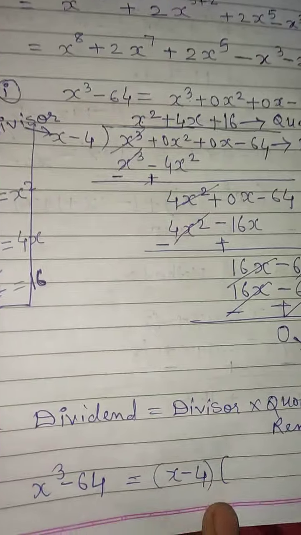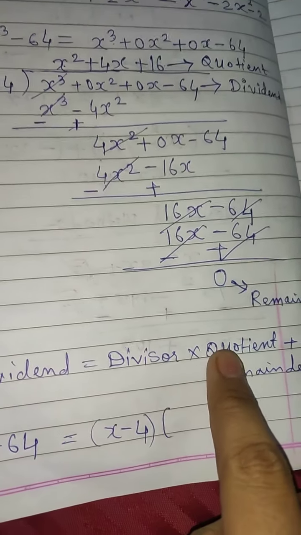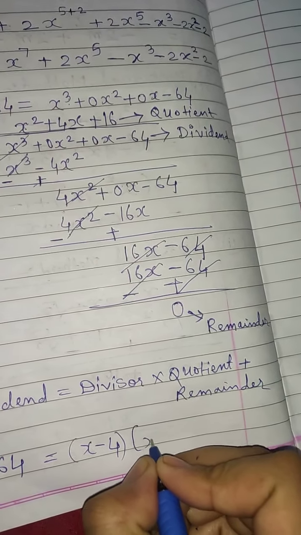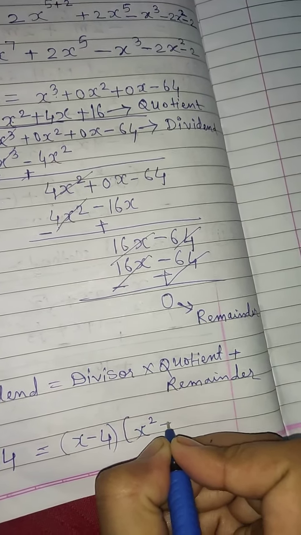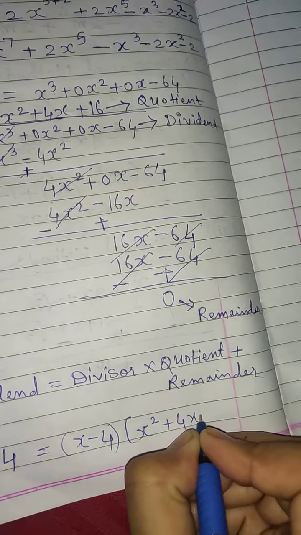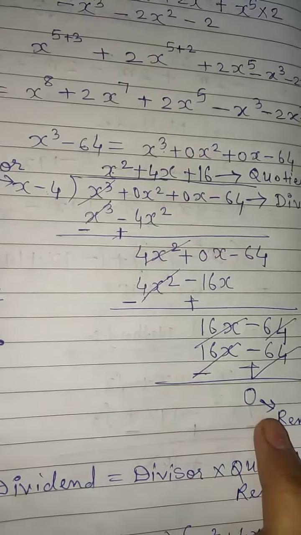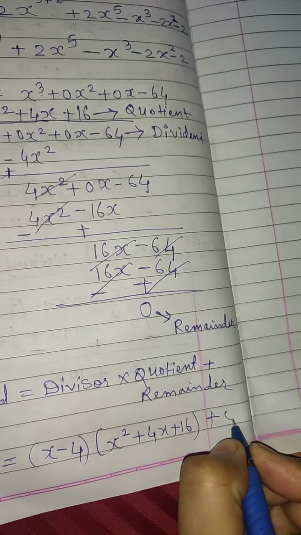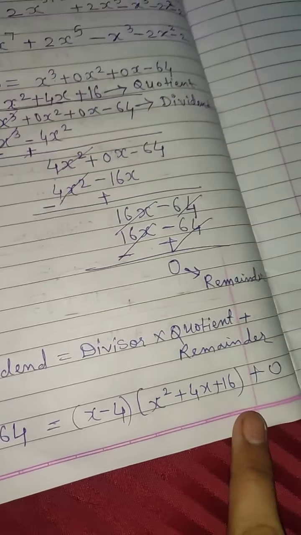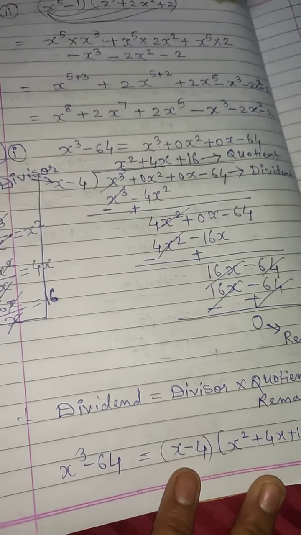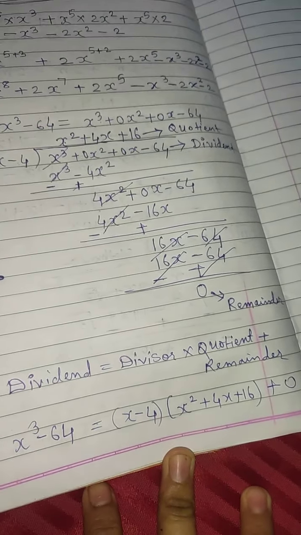into, now see, into means we have to write in bracket. Quotient means this full, plus remainder means plus 0. Now in the next step we will not write 0; otherwise, if you write it, that is also correct, and if you do not write it, that is also correct.